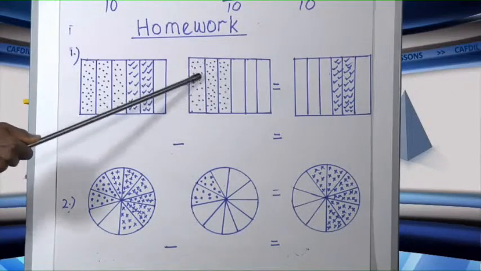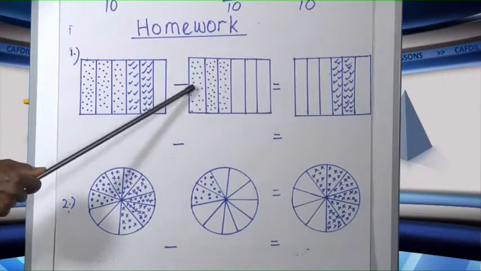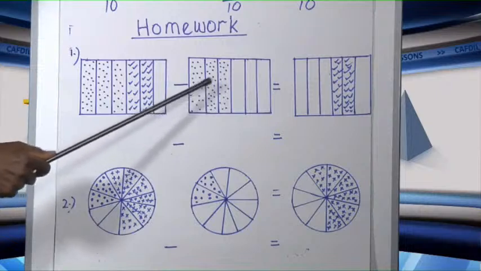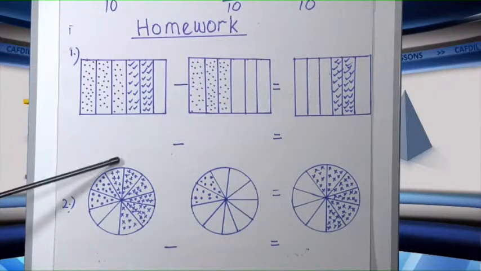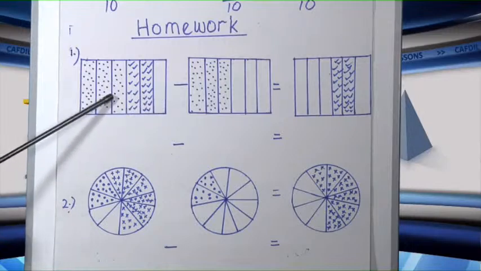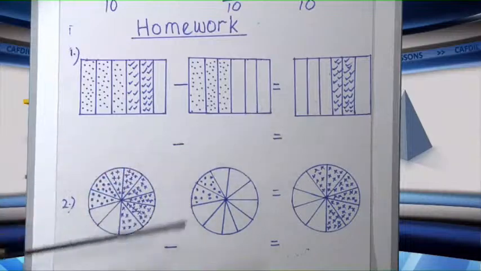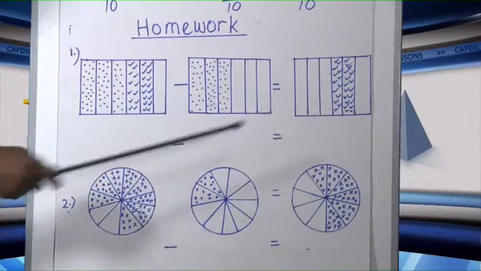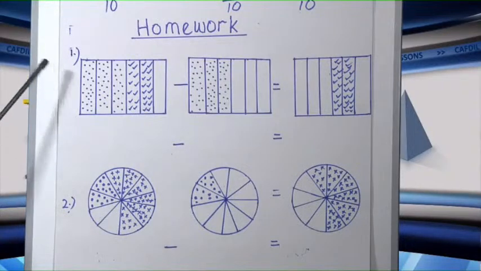The fraction for the shaded part in this rectangle, write the shaded part, the fraction for the shaded part in this rectangle. Subtract the shading in this rectangle from the fraction you wrote for this shading. What you get, write it here. Come and cross-check. That is question 1.